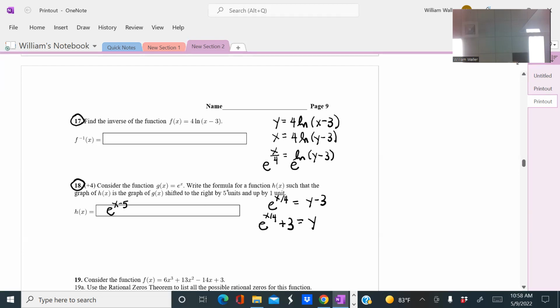And then how do you shift up? That's easy. Just plus 1. Just add 1 to the whole thing, okay? So that will shift it up. Those are very easy transformations, right? Just shifting up and down and left and right. Those are easy to accomplish.